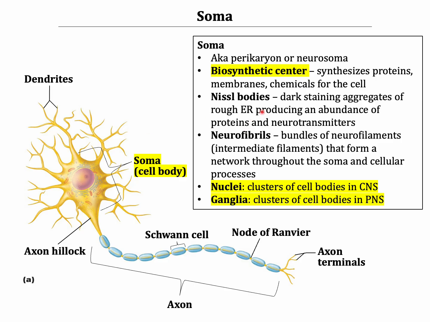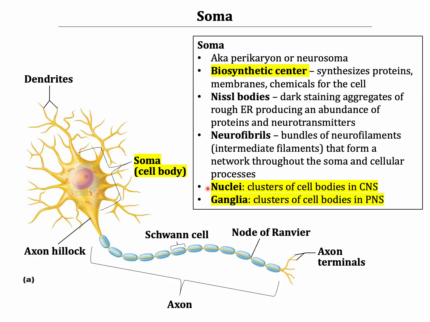So Nissl bodies are dark staining aggregates of rough ER. So there's a lot of rough ER, a lot of ribosomes making a lot of neurotransmitters within the neuron. Neurofibril is just a fancy term for the type of intermediate filaments within a neuron.